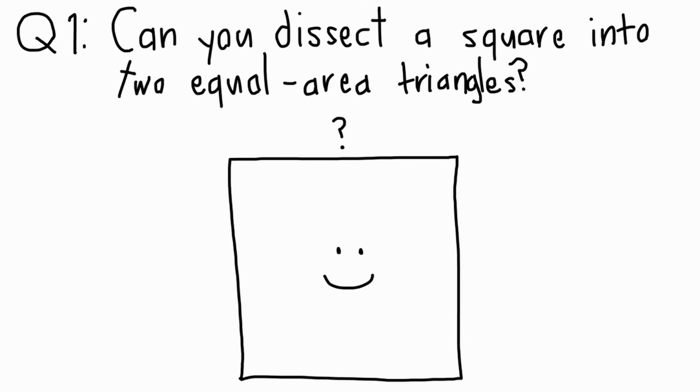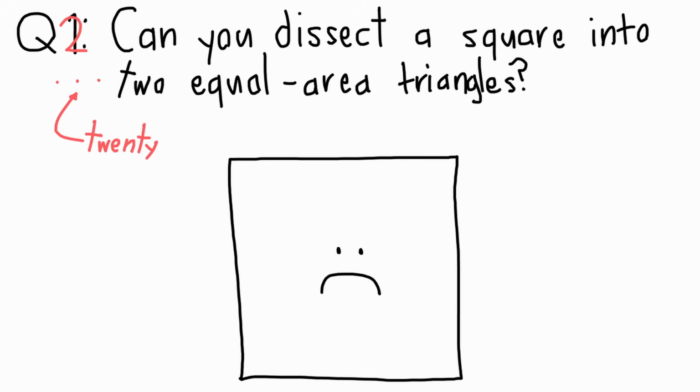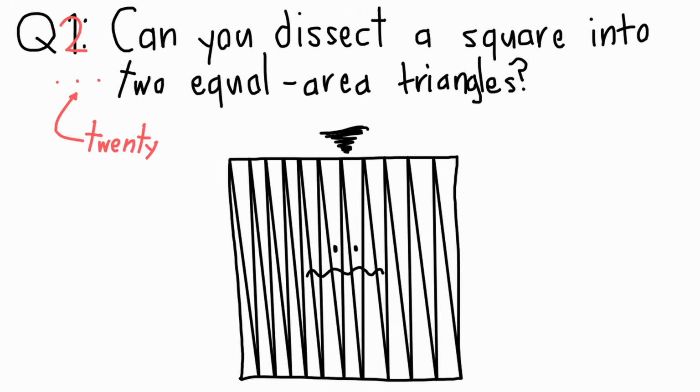Question 1. Can you dissect a square into two equal area triangles? If you answered no, just click off the video, man. Question 2. Can you dissect a square into 22 equal area triangles? Well, just repeat the procedure from before, and it becomes obvious that you can partition a square into any even number of equal area triangles.